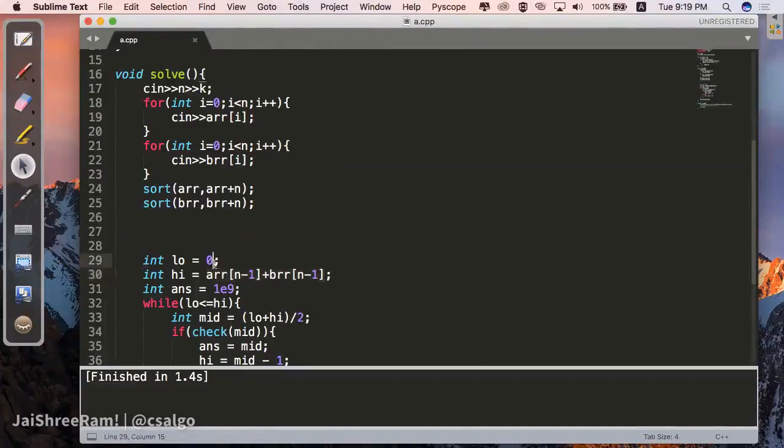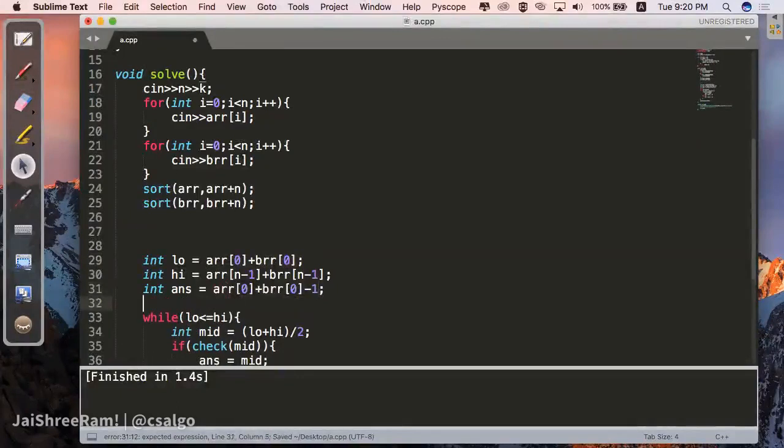In fact, we are taking it from 0, but you can even take something like ARR of 0 plus BRR of 0 -1, and initialize low with this. This is also possible, just to prune the space a bit more, but it's okay in such problems because binary search works in log n, so even if you take a few more elements, it does not matter, right? And we initialize the answer with, let's say, -1. So whatever the low value is, you take low answer equal to -1 of that. That works. Okay.